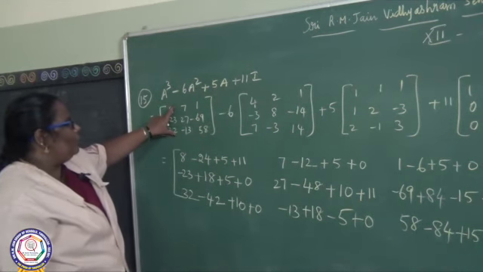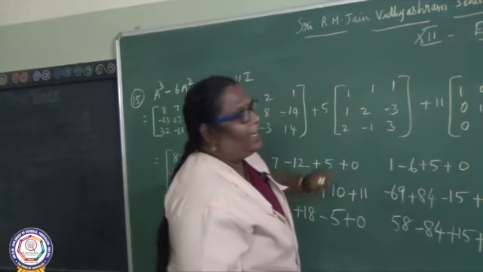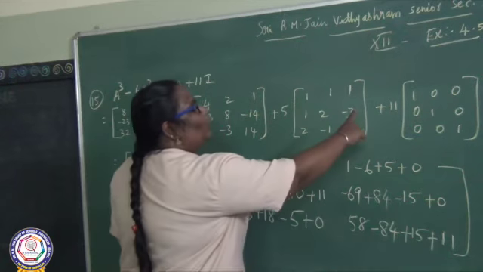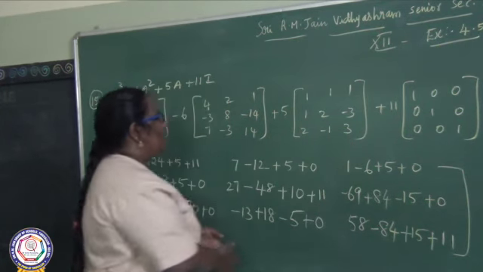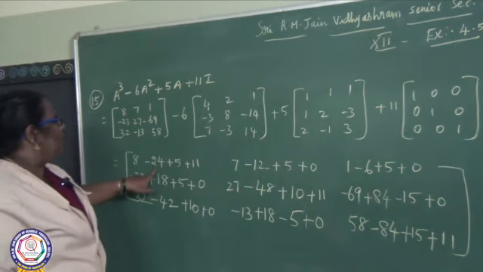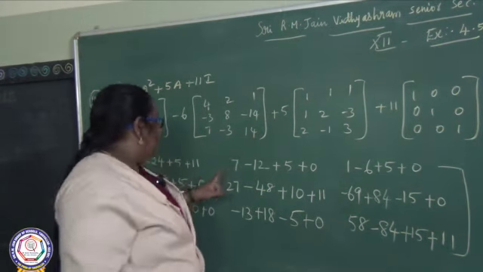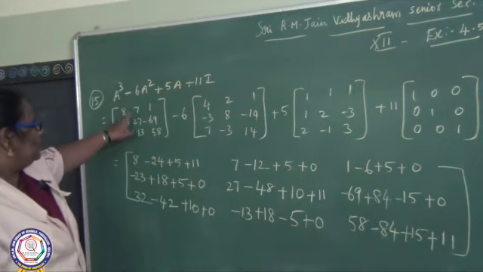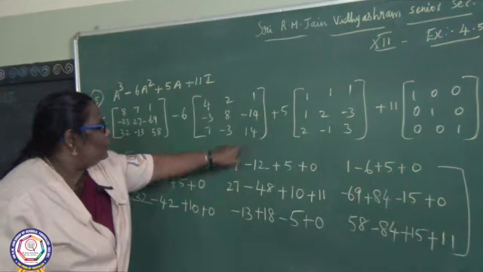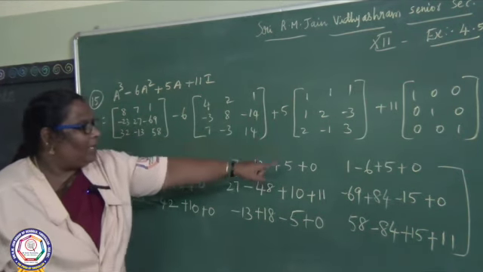We substitute the values of A cube, A square, A, and I. It is a 3 by 3 unit matrix, so 11 into 100, 010, 001. See here: 8 minus 6 into 4 minus 24 plus 5 into 1 plus 5, 11 ones are 11. Next, 7 minus 6 into 12 minus 6 into 2 minus 12 plus 5 into 1 plus 5, 11 into 0, 0.